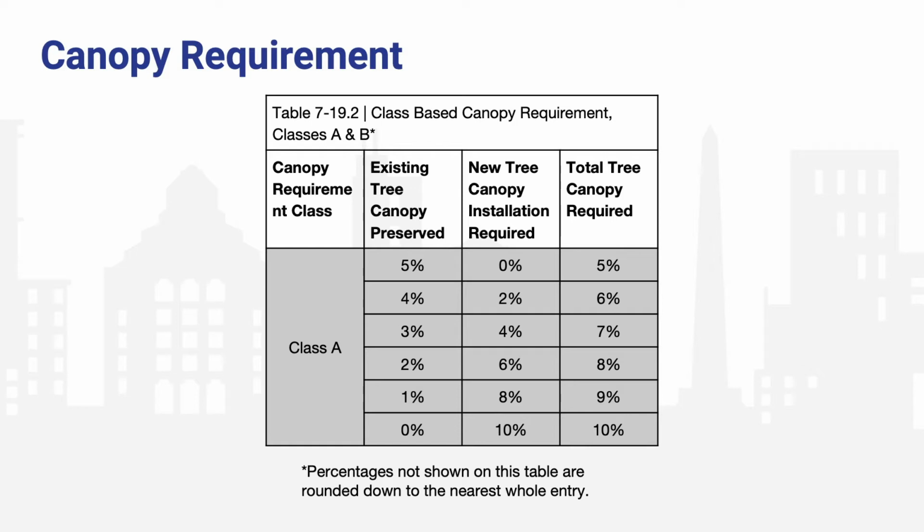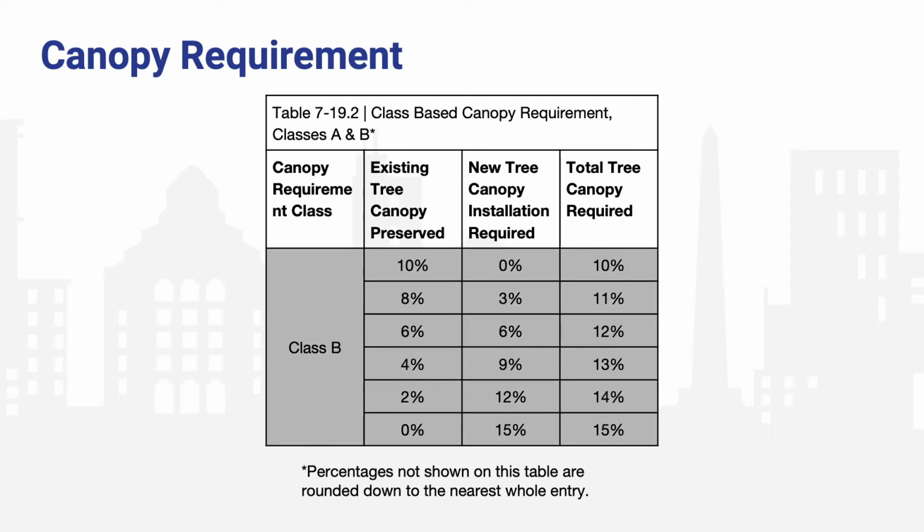For instance, in Class A, you can preserve 5% of your site in canopy and meet the total requirement. Now, as you cut more or don't have more tree canopy and need to install more tree canopy, that requirement increases. So the third column you see there is simple math showing you a higher requirement with the greater percentage of new tree canopy installed. So the more you preserve, the less you have to maintain.